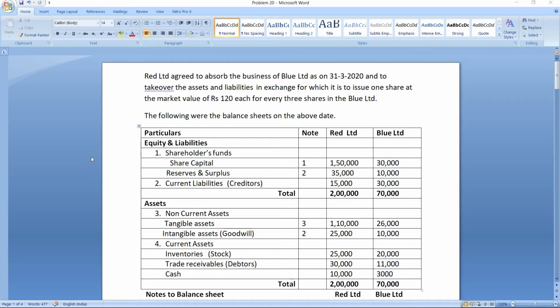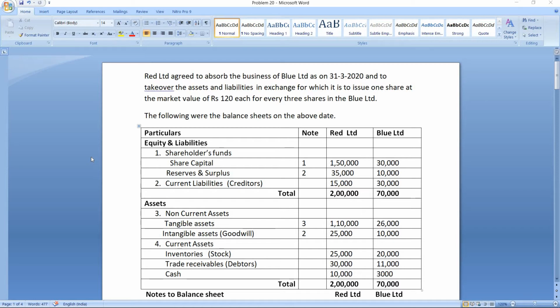Red Limited agreed to absorb the business of Blue Limited as on 31st March 2020 and to take over the assets and liabilities, in exchange for which it is to issue one share at the market value of rupees 120 each for every 3 shares in Blue Limited. So here Red Limited is absorbing the business of Blue Limited.